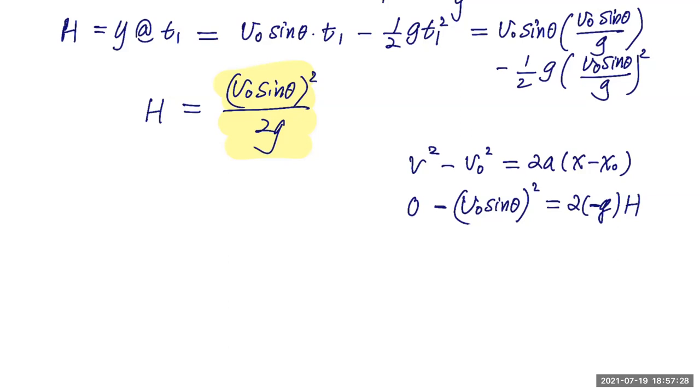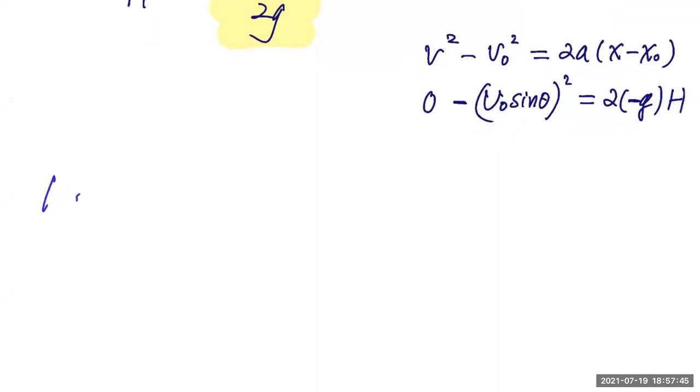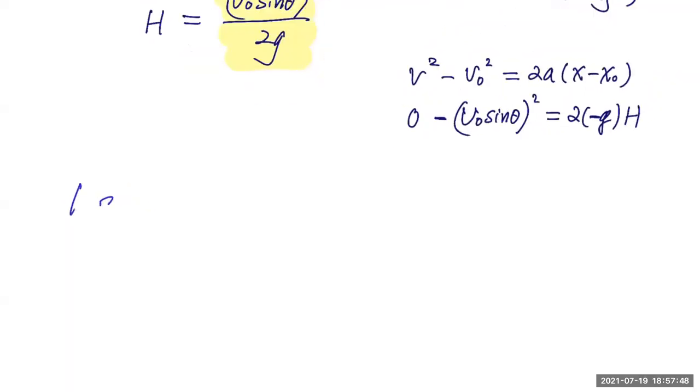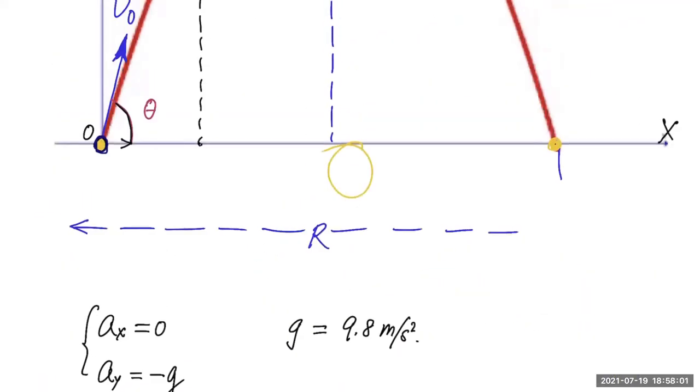So that's H. So what do you want to do next? Let's find R, the range. Okay, so let's find the range. So I'm going to use a different color for that. Let me find the range. R, the range. Now the range is horizontal motion, r. Okay, if you look at r here, that's how r is defined. It's from here to there, that's r.